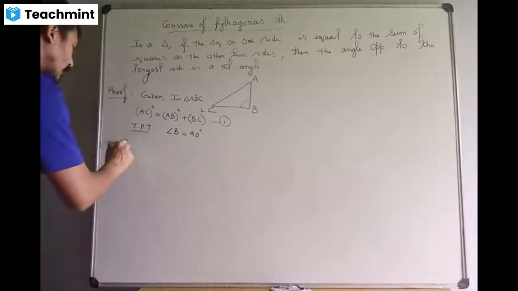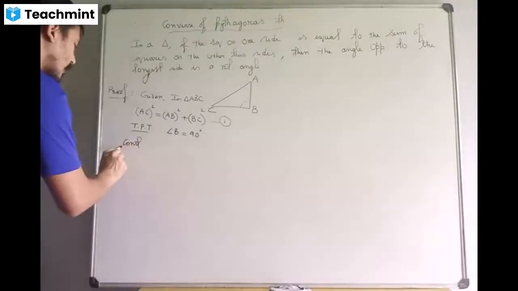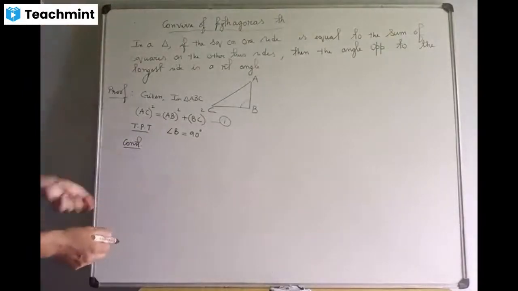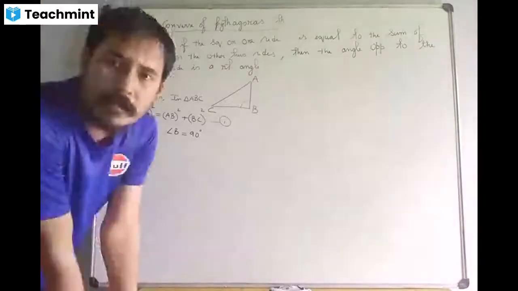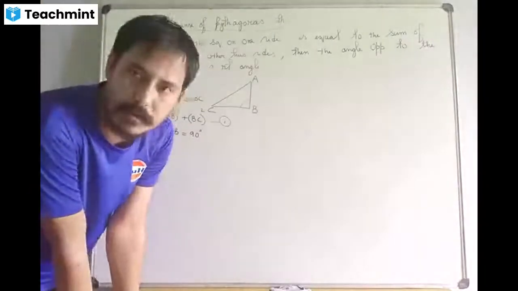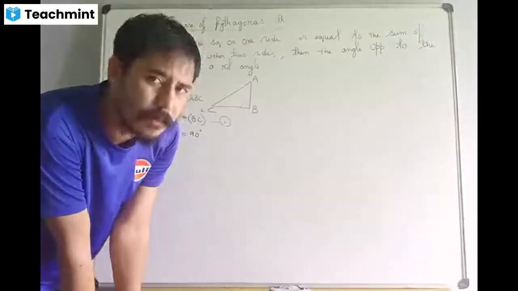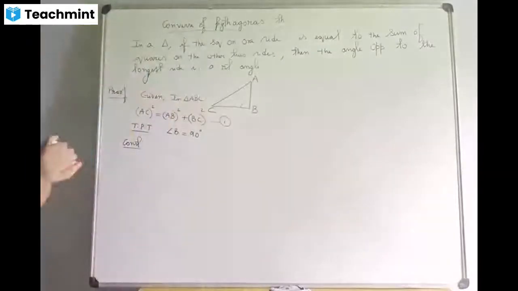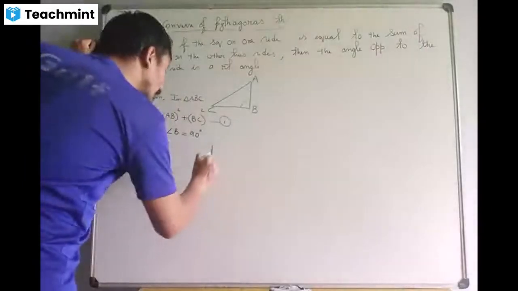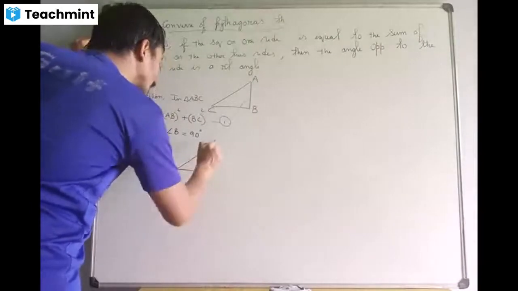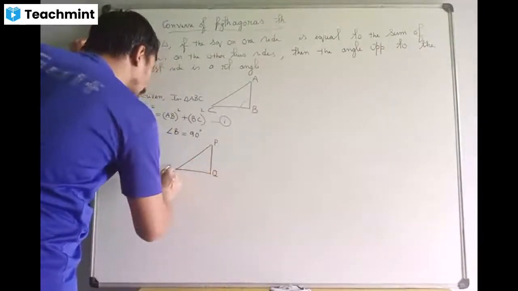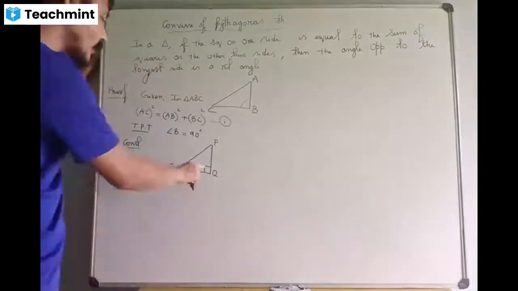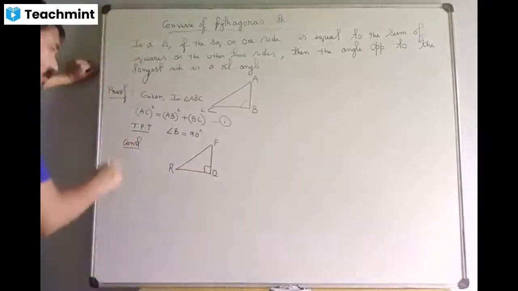Now, let us do some construction here. Construction means you do something extra apart from what is given. So in the construction, what I'm going to do is draw another triangle on our own. But you just make sure that the triangle is a right triangle. Okay? So I'm going to introduce another triangle. Name it as PQR. But you make sure that this is a right triangle where the right angle is at Q. So construction.